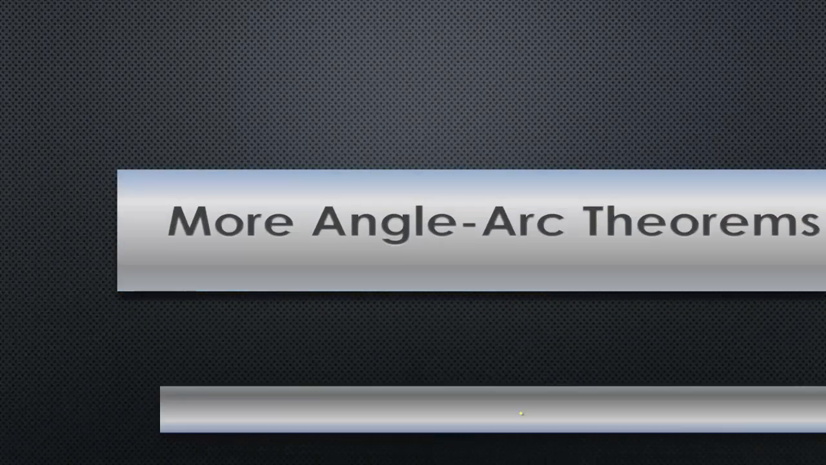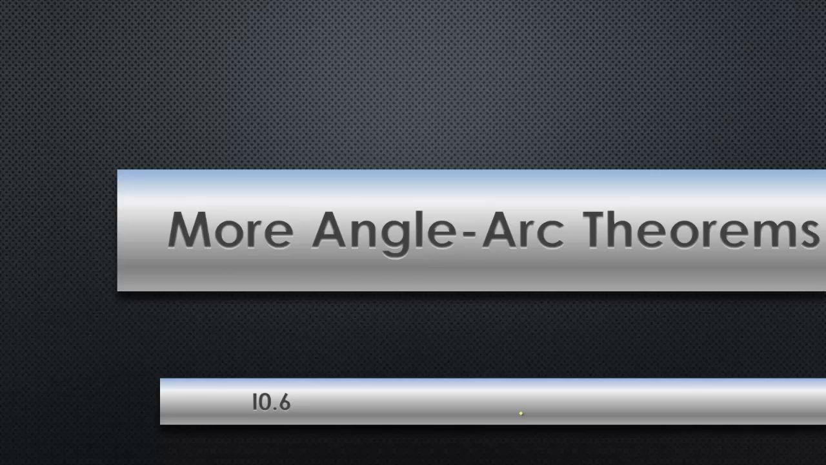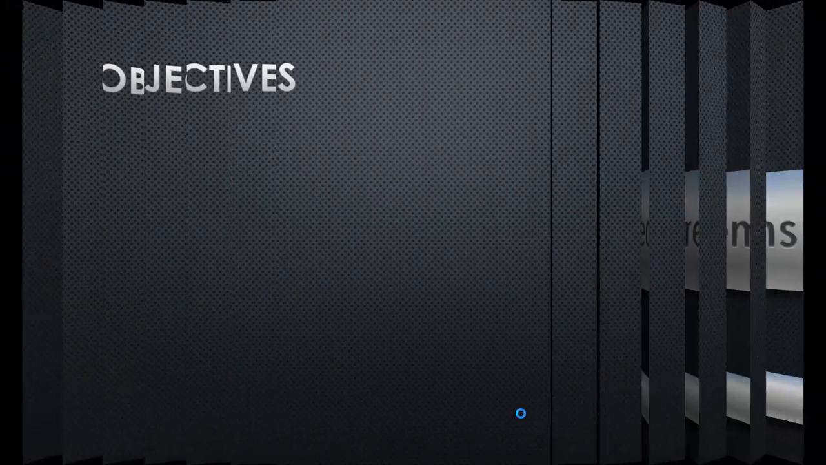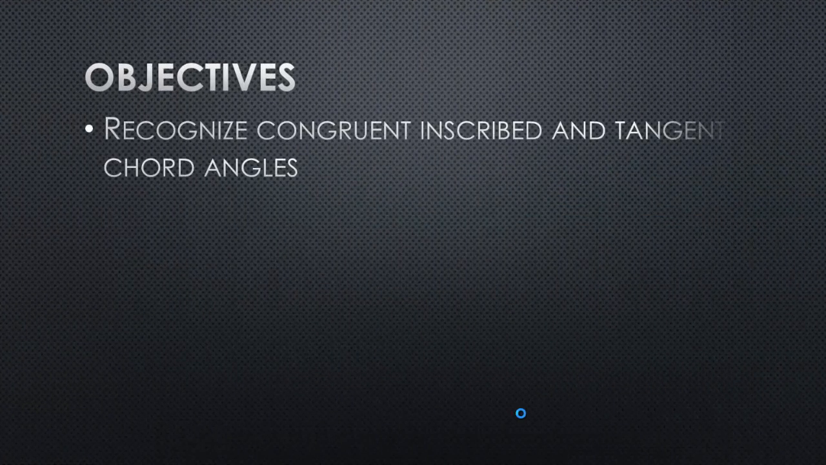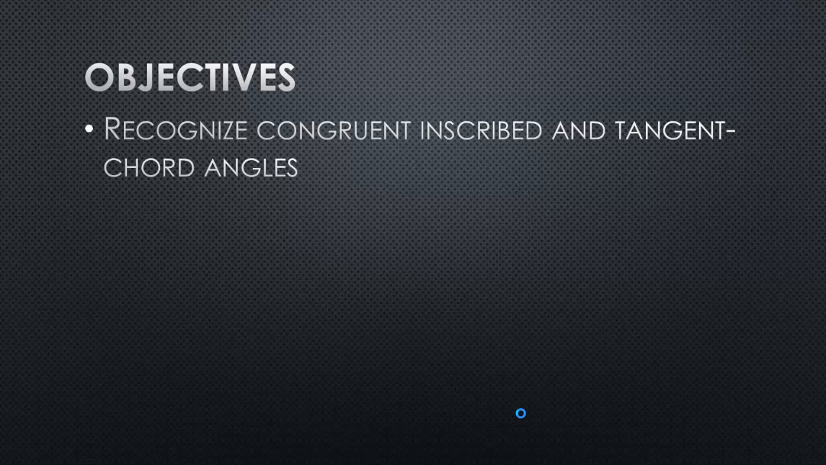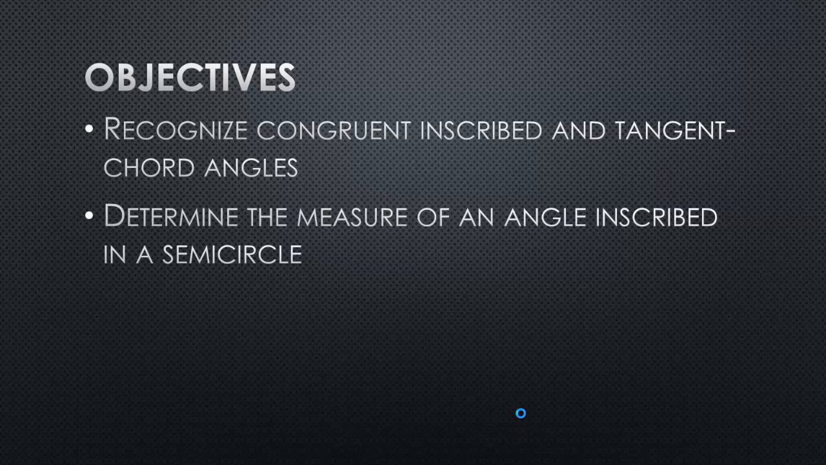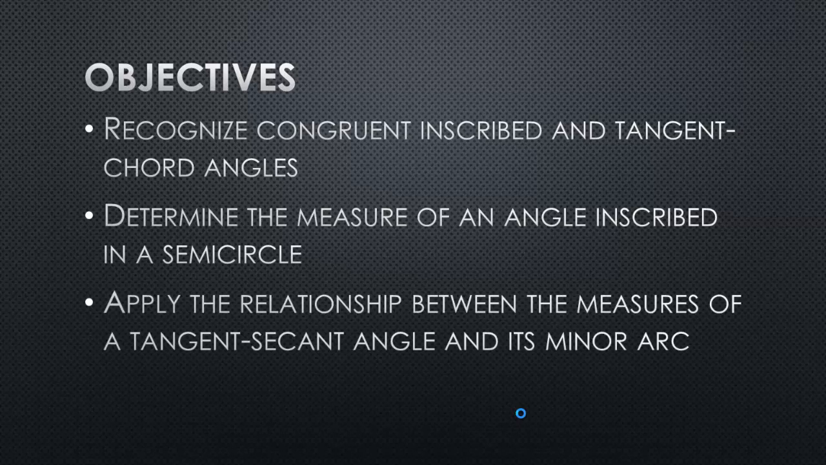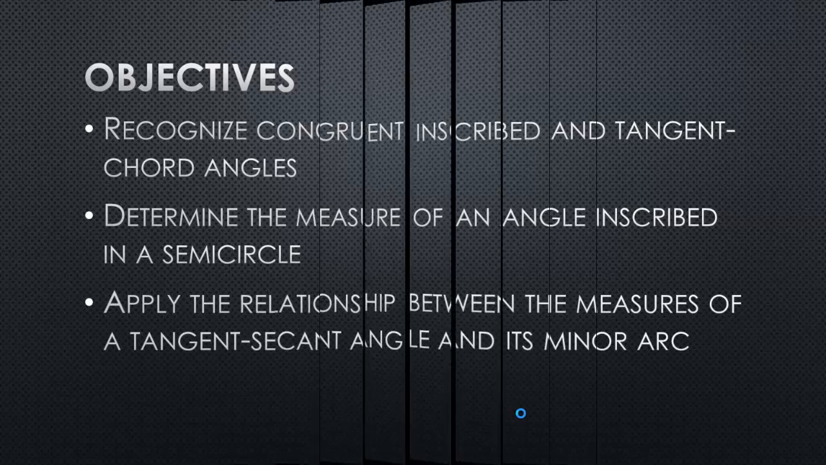All right, so this is more angle arc theorems, and this is 10.6 in your books. Not as long as last section, so that's good. All right, let's start off with our objectives. You will be able to recognize congruent, inscribed, and tangent chord angles. You will be able to determine the measure of an angle inscribed in a semicircle, and you will be able to apply the relationship between the measures of a tangent secant angle and its minor arc.